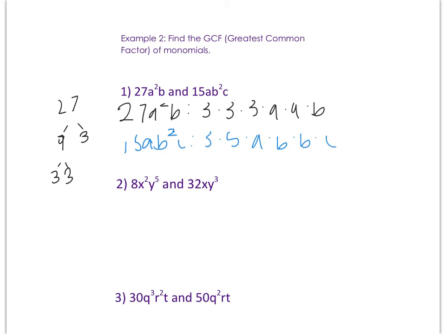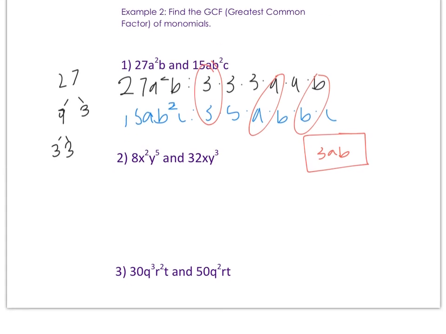So what do the two both have in common? Well, they both share a 3, they both share an a, and they both share a b. So together, what those multiply to be, the GCF then would be 3ab between those two monomials.